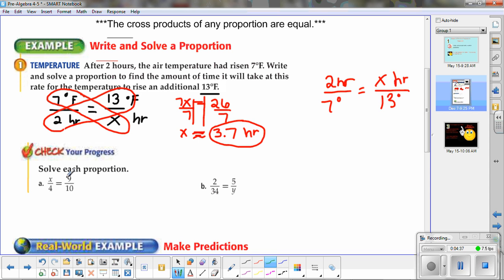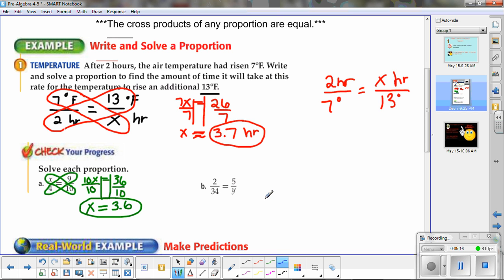All right, let's go ahead and start with our variable and do the cross product. x times 10 is 10x, and that's going to equal 4 times 9. 4 times 9 is 36. Now to solve this equation, instead of multiplying by 10, we divide by 10. And I don't even need to reach for a calculator for this because when you divide by 10, you just move the decimal point one place to the left. So x is going to equal 3.6, 3 and 6/10.